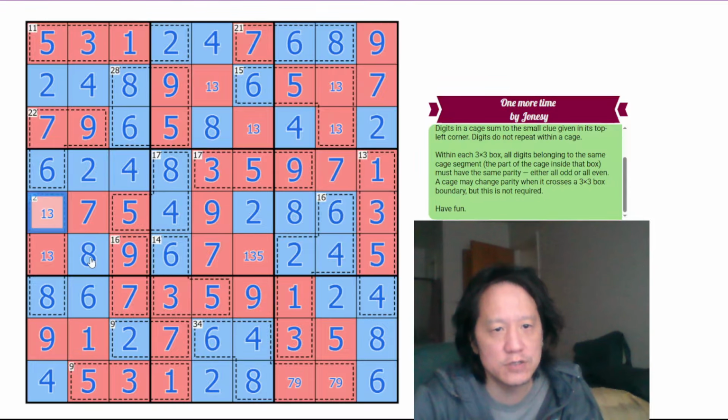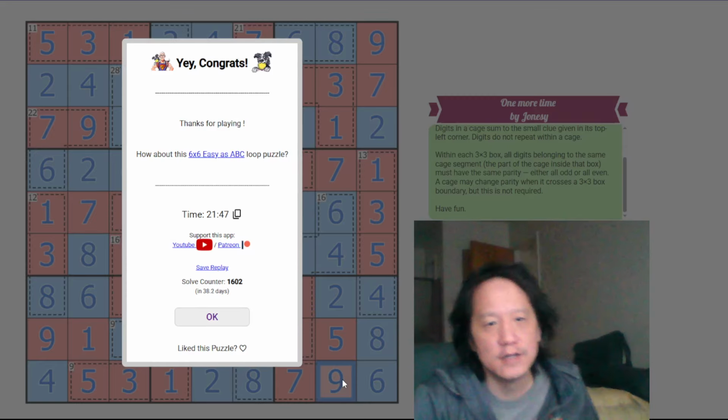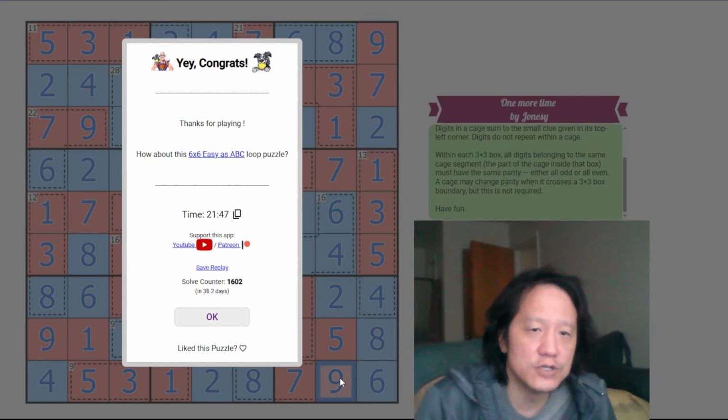3 eliminates 3 here, so it's 1 and 3. This can't be 3 or 5, so it's 1. This 9 eliminates 9 here, so it's 7 and 9. And that's the solution. Thanks for playing.